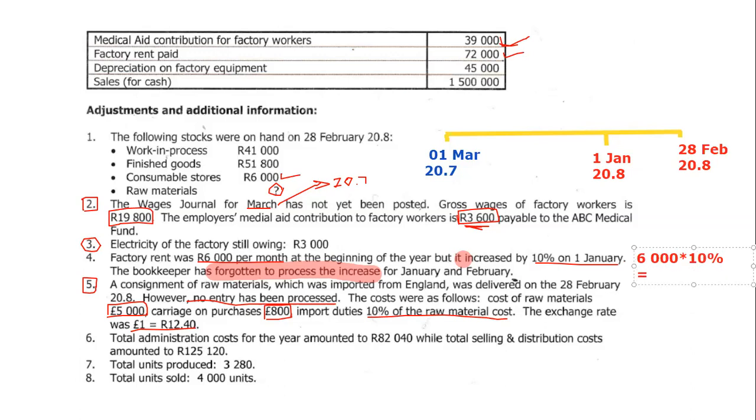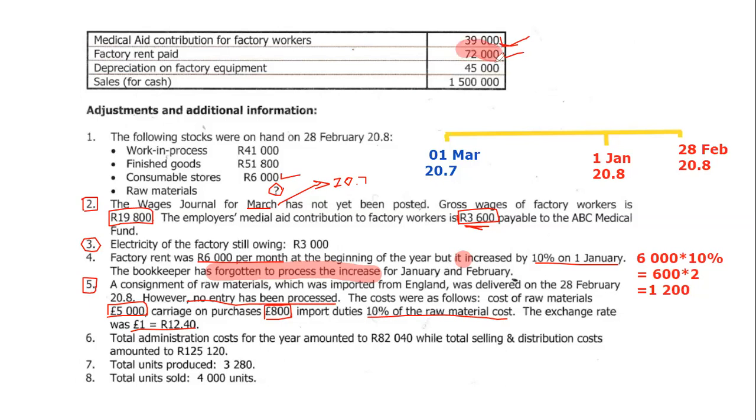We get 600. 600, but this 600 was for how many months? For 2 months. So I'm gonna multiply it by 2. How much do we get? 1,200. What do I do with this 1,200? Don't we add it in this 6,000? We add it not to the 6,000, but we're gonna add it to the 72,000.